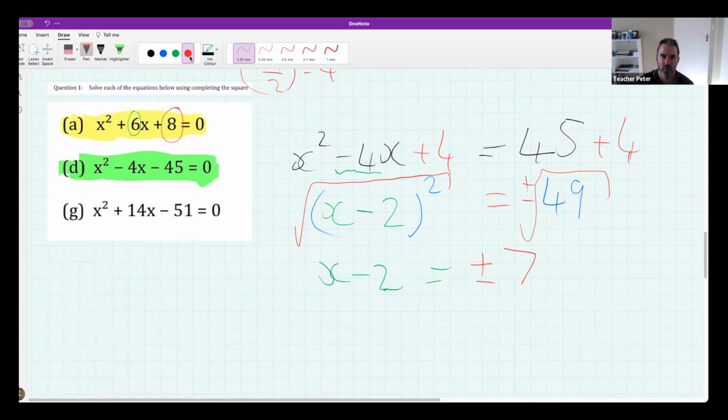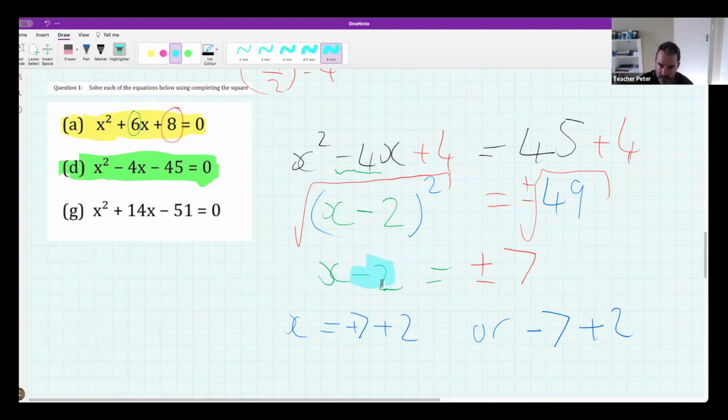So now, what is my final answer going to be? It's going to be x equals 7 plus 2, or it is going to be minus 7 plus 2. Because remember, there's a plus 7, which is the first one, and then I plus 2, and there's a minus 7 plus 2. The plus 2 is coming from the minus 2, which has to go to the other side.